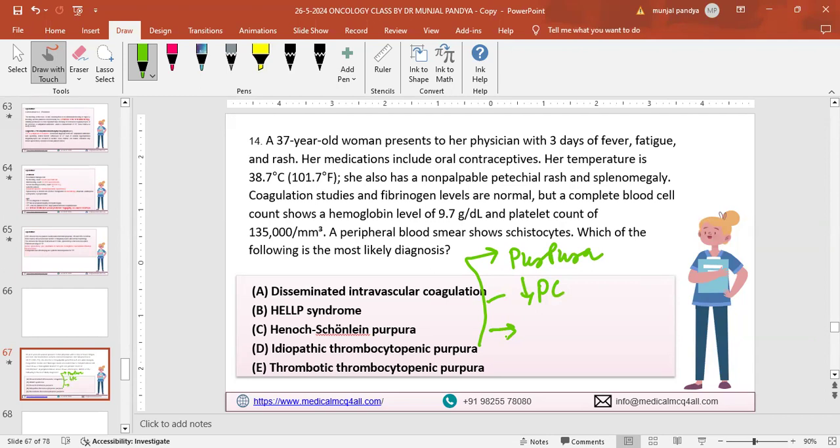Now I'll tell you. Do you think there is fever in ITP usually? Yes or no? No. Usually no. So this is against. Second thing, do you think there is splenomegaly in ITP? Yes or no? No, sir. Usually no. Because ITP is a diagnosis of exclusion, there is never hepatomegaly or splenomegaly, very rarely. Do you think there is low hemoglobin in ITP? Yes or no? No. Do you think there are schistocytes in ITP? Yes or no?